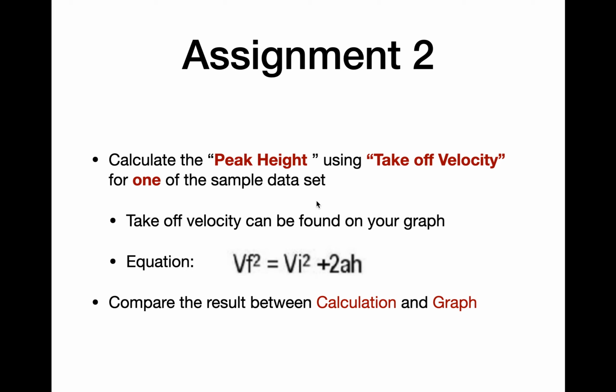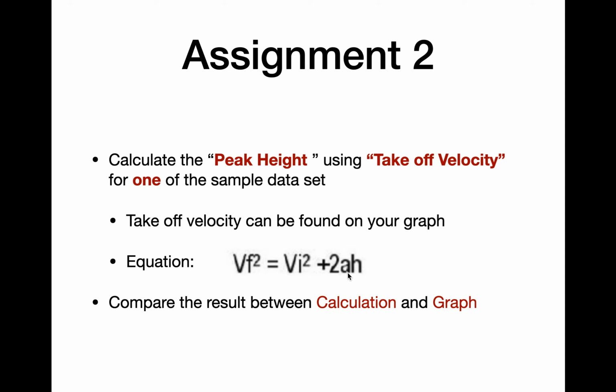Then for assignment 2, you need to calculate the peak height using takeoff velocity for one sample data set. You can calculate for with arm swing or without arm swing, just pick one sample set. How do you calculate peak height? You use takeoff velocity, with the equation here. For peak height, the final velocity would be 0, and the initial velocity would be your takeoff velocity that you can find on your graph after you generate it.